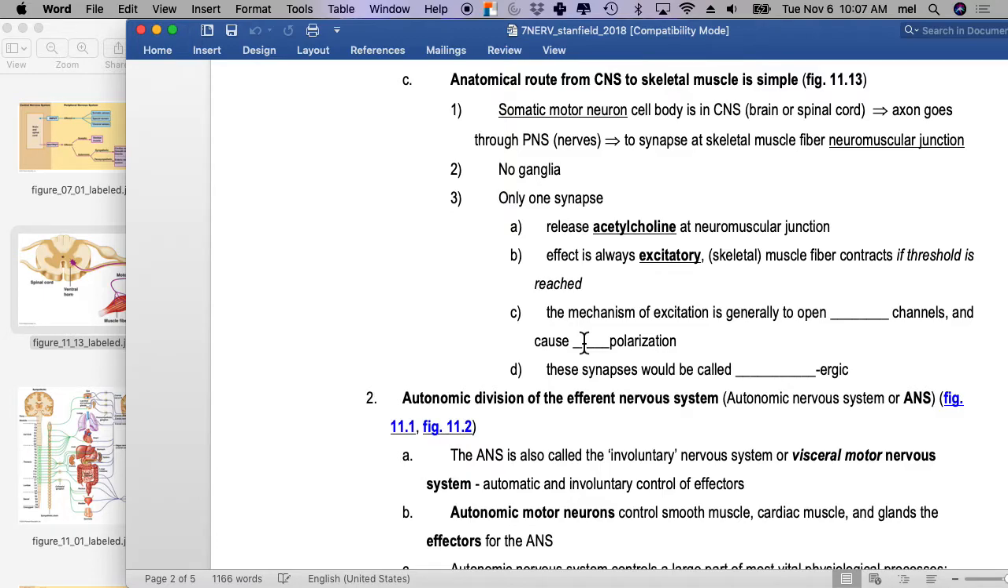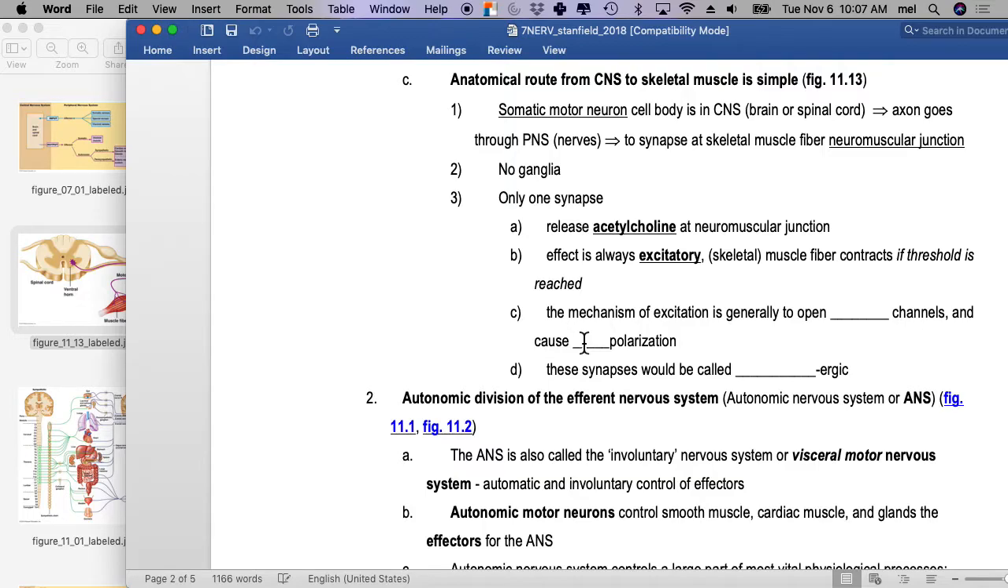Now, some people ask every once in a while, what about the dorsal root ganglion? Is the dorsal root ganglion part of this story? Why not? Part of afferent. Yeah, it's part of afferent. It's part of sensory. Yes, good. Okay. So no ganglia on the way.